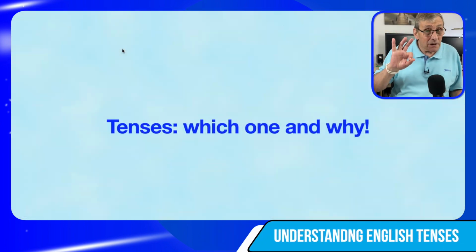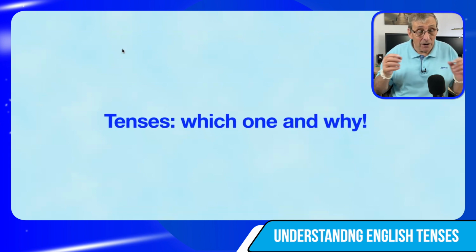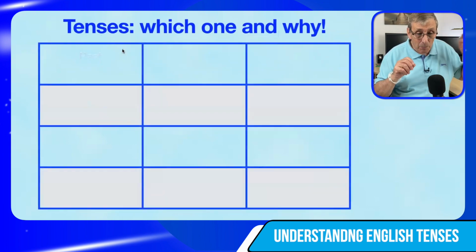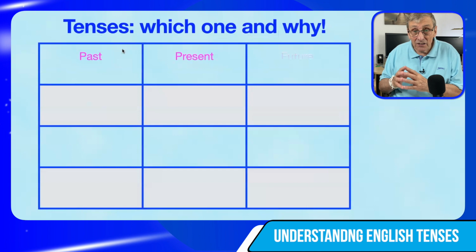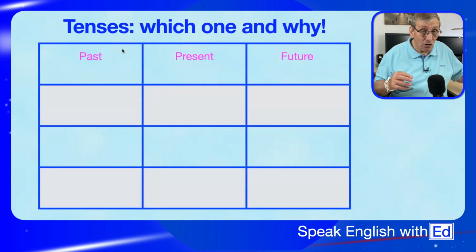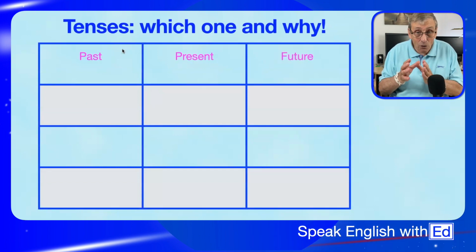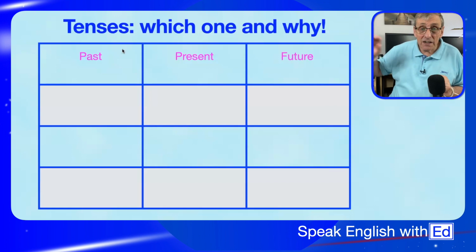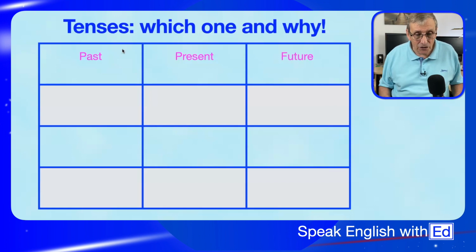So tenses, which one do you use and why? There's three tenses basically. A tense is a time period, and time is in the past, it's the present, and it's in the future. There's that which is gone, the past, that which is now, the present, and that which is yet to come, which is the future.